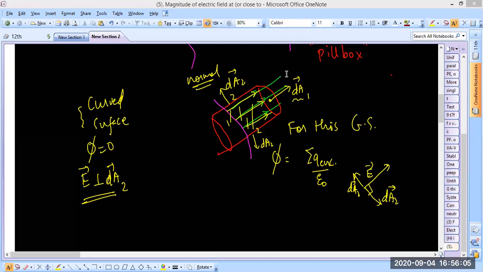Electric field is along the cylinder axis, but this area vector is like this, coming out. So I hope you realize that the angle between these two is 90 degrees, and however you rotate it, it will be the same. Is that okay?